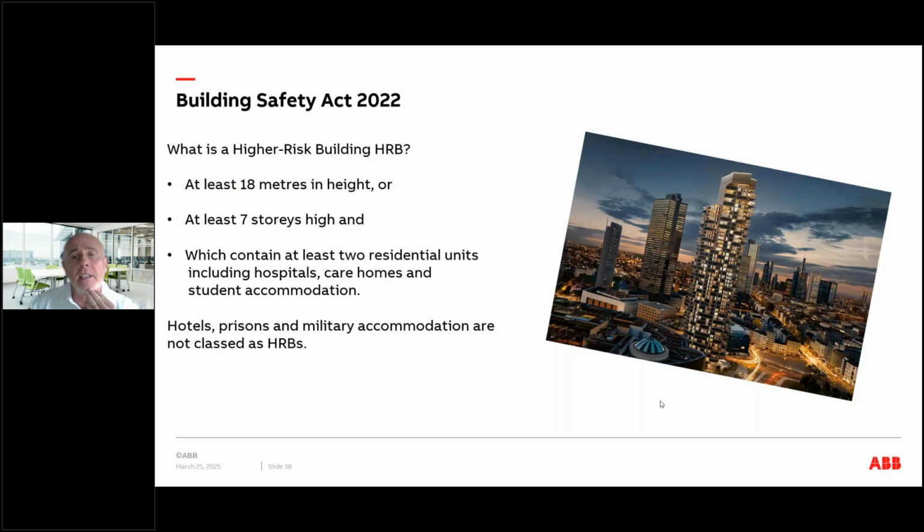The definition of this under the Safety Act is a building of at least 18 meters in height or at least 7 stories high, and which contains at least 2 residential units, including hospitals, care homes, and student accommodation. It doesn't include hotels, prisons, and military accommodation because they're exempt under the HRBs. So I guess it's more aligned really to residential buildings and the like, for obvious reasons. Obviously, with tragedies such as the Grenfell tragedy, as it's highlighted.